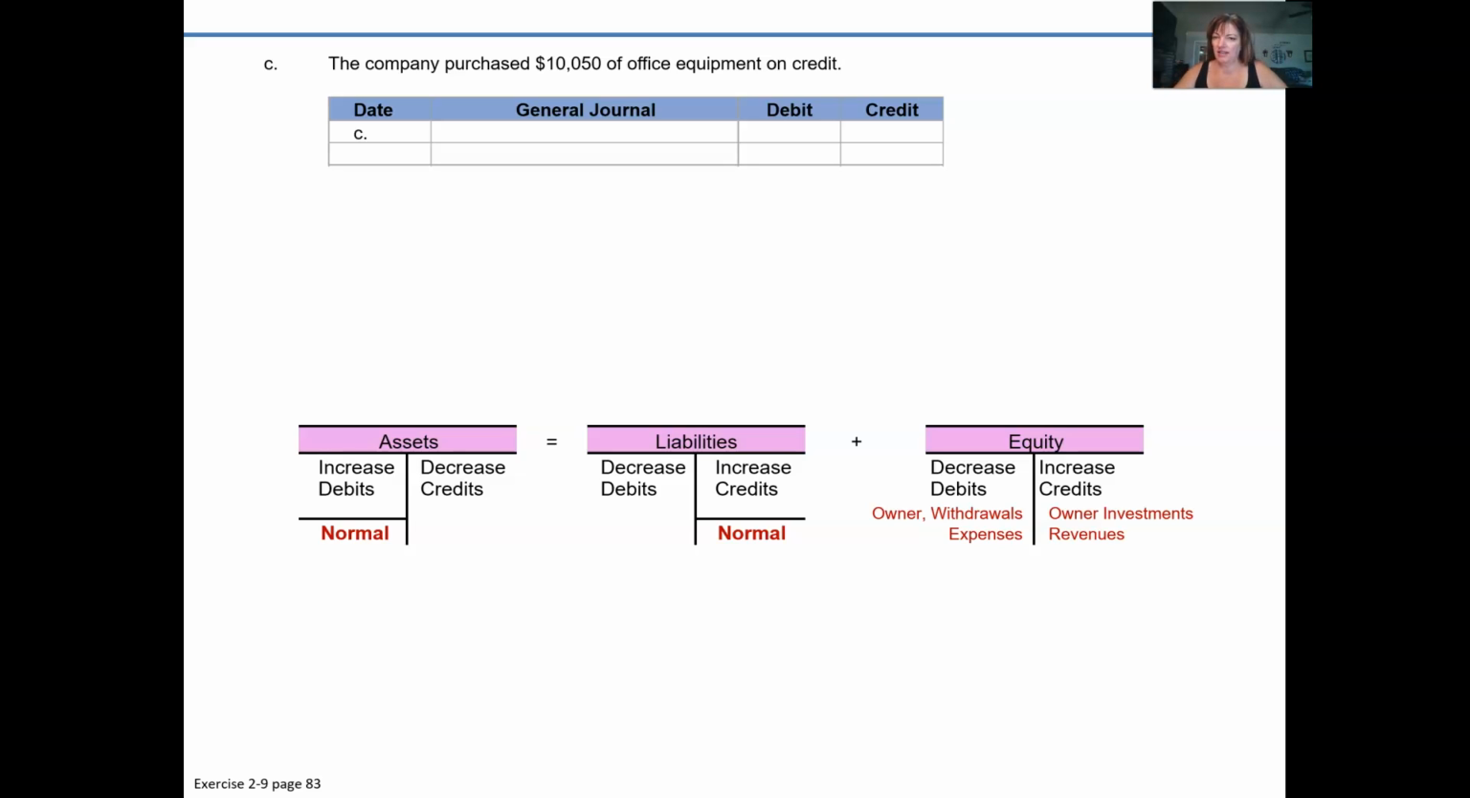Okay, transaction C. The company purchased $10,050 of office equipment on credit. Okay, let's look at what's affected. We have office equipment and it was on credit. If it's on credit, that is accounts payable. Office equipment is an asset. We now have it, so that's a debit. We owe $10,050, and so that is our credit. Accounts payable is a liability, and as you can see down here, liabilities increase on the credit side.